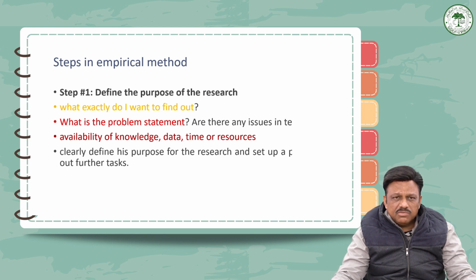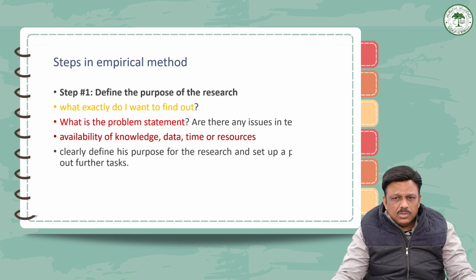So the very first thing is to define the purpose of what they are going to find in the research. Now, this is the first step where the researcher has to answer questions like, what exactly do I want to find out? What is the problem statement? Are there any issues in terms of availability of knowledge or data or time or resources? Will this research be more beneficial than what it will cost? So before going ahead, if such questions are looked into and appropriately addressed, then later on some of the resources and time can be saved in a very fruitful manner. It can be utilized whatever is available.